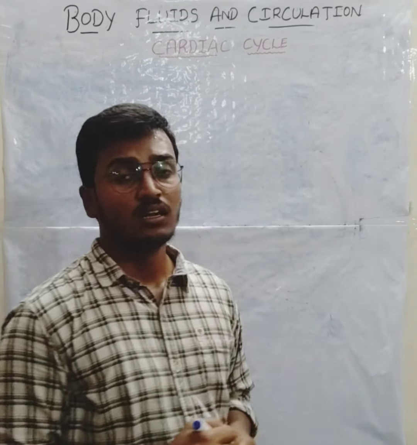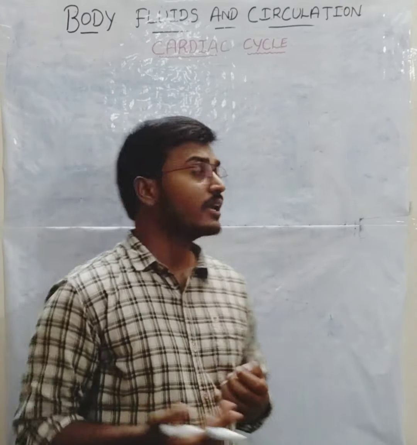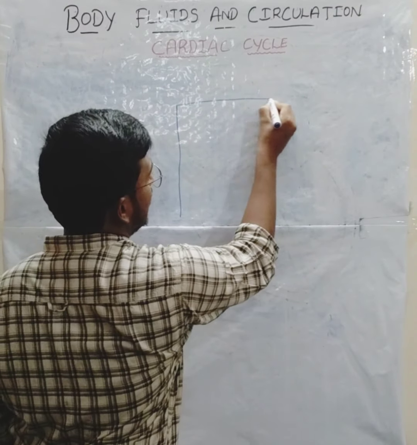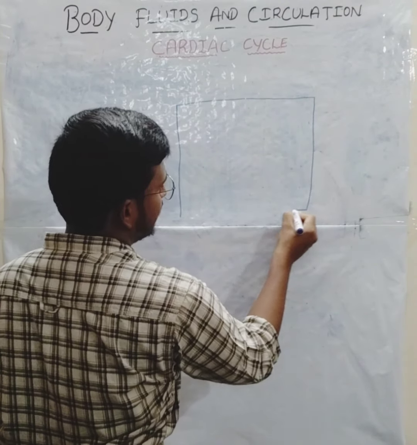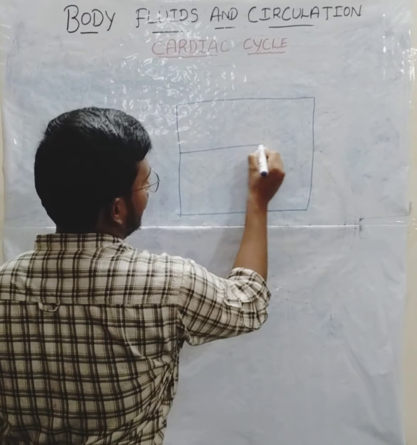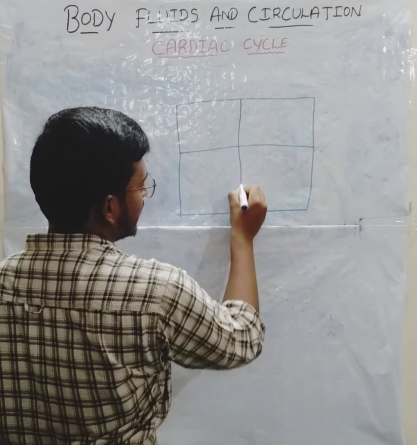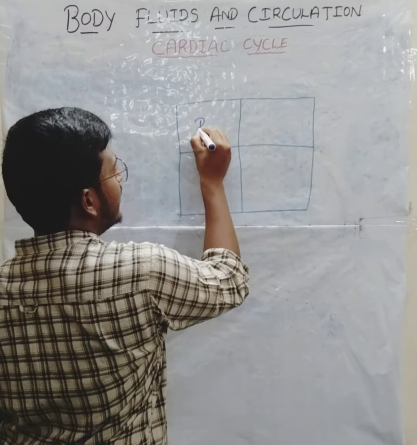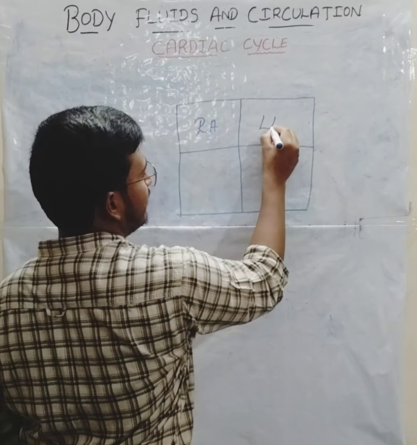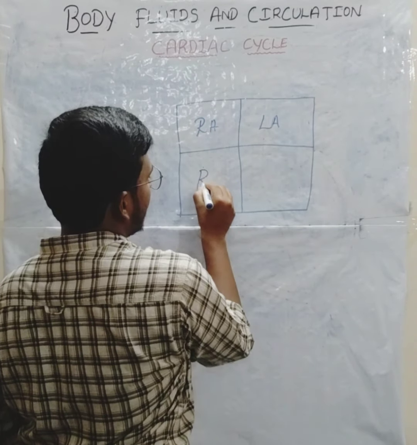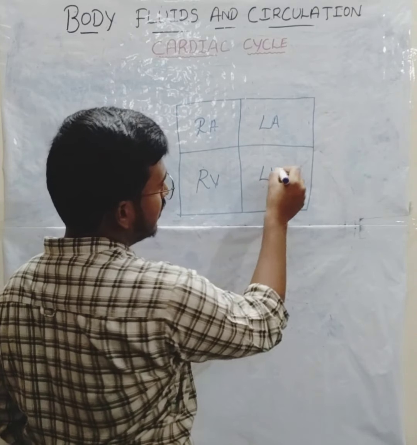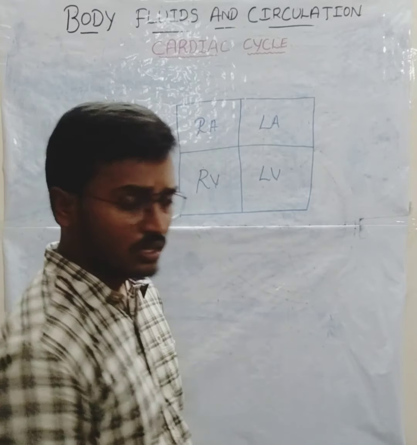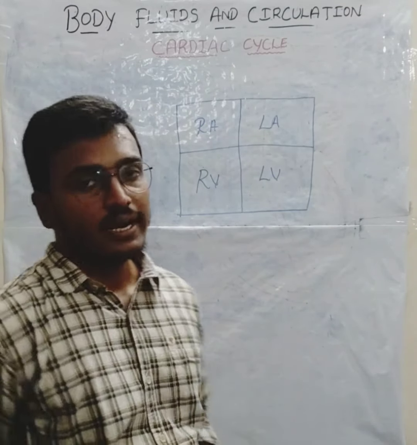You know that already about the structure of the heart, right? So this is a four-chambered heart. Just consider it to understand the topic. Considering the two auricles and the two ventricles, this is the right auricle and this is the left auricle. This is the right ventricle and the left ventricle. These are the four chambers. Upper are the auricles and the lower are the ventricles. So come back to the topic, that is the cardiac cycle.